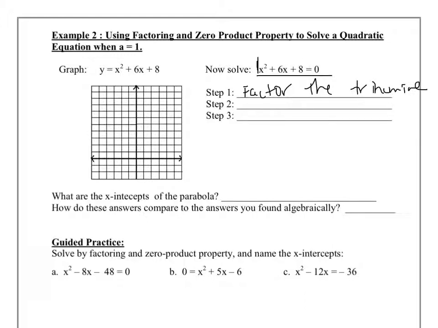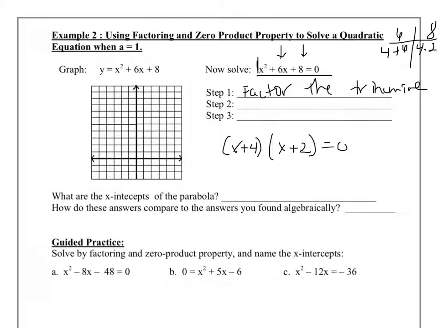Okay, so we want to think of two numbers that add up to 6 and the same two numbers that multiply to 8. Okay, so let's think about first the two numbers that multiply to 8. Would be 4 times 2. Oh, and actually 4 plus 2 is 6. Okay, so then I know that I can factor this to become x plus 4, because it's positive 4, times x plus 2, which is equal to 0.